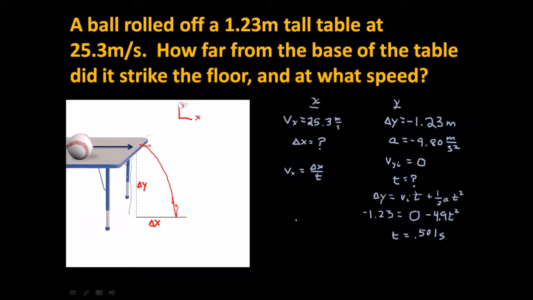They were happening at the same, what's the word? Time. They were happening at the same time. So that means the time in the y column and the time in the x column, they're the same. So I can put that over here.